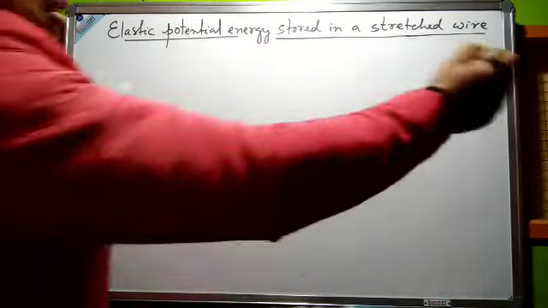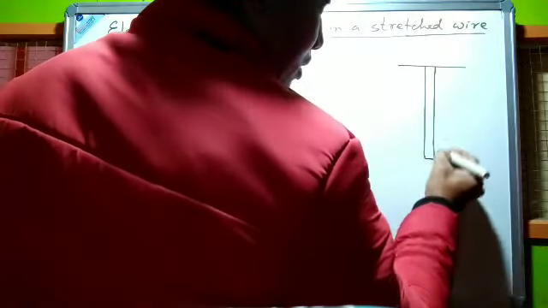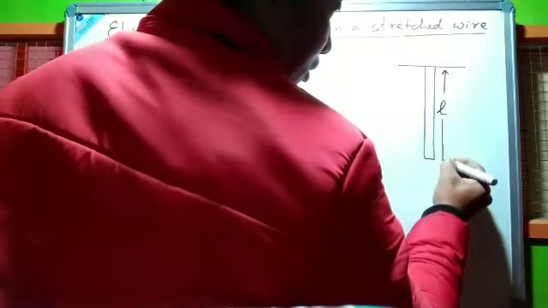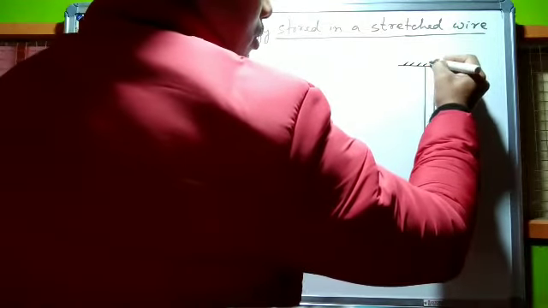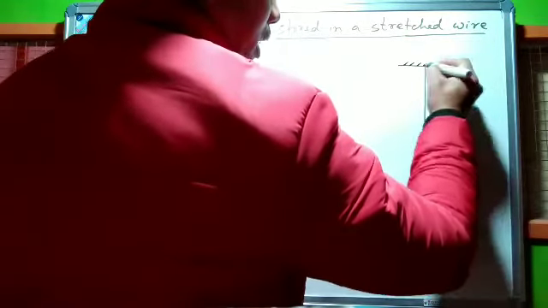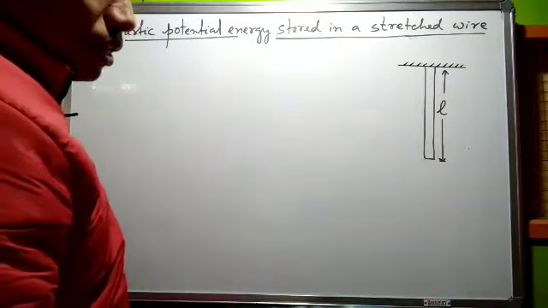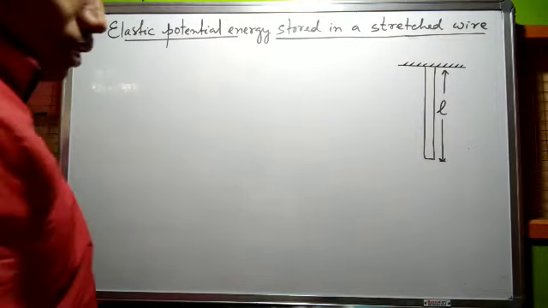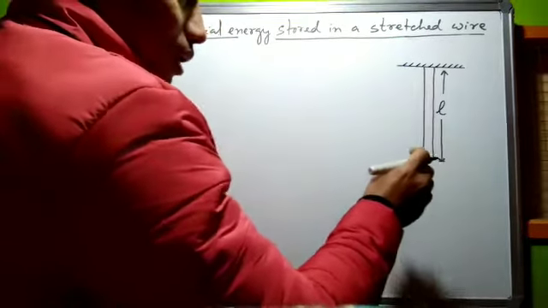So let us consider a wire. Say this represents a wire having original length L. Here L represents the original length of the wire, and one end is fixed to a rigid support. A deforming force is applied to the other free end of the wire, and the wire gets elongated.